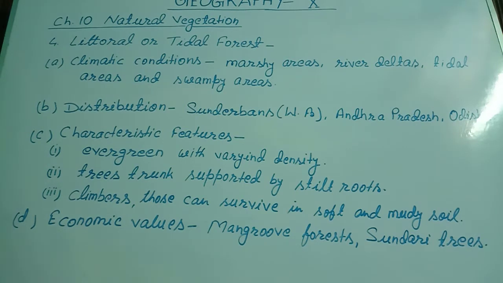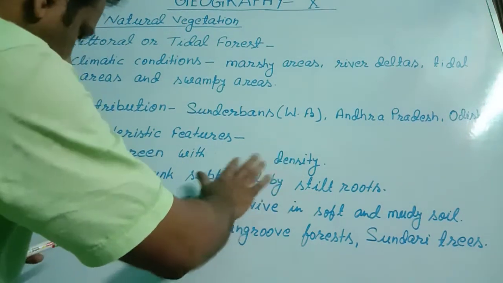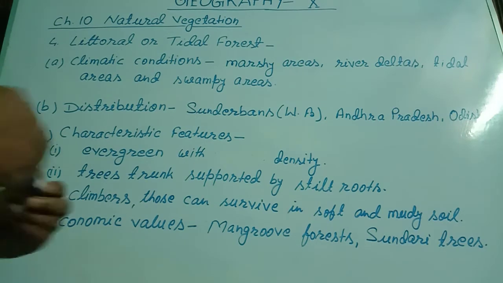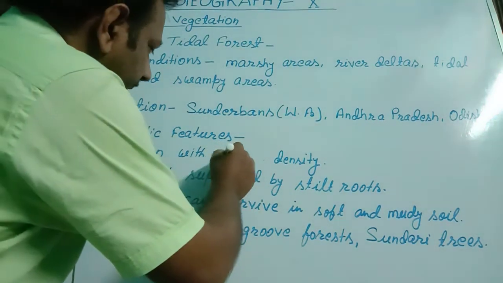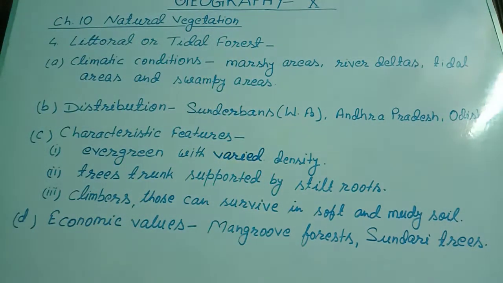The characteristic features: number 1, the vegetation of tidal forests or littoral forests is evergreen with different density. We say different or varied density. As you have seen in evergreen forest, the density is almost the same, but here density varies.